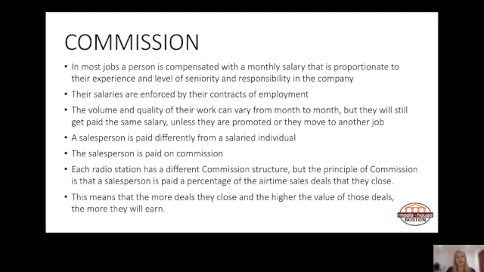A salesperson is paid differently from a salaried individual, however. A salesperson is paid on commission. Each radio station has a different commission structure, but the principle of commission is that a salesperson is paid a percentage of the airtime sales that they close. This means that the more deals they close and the higher the value of those deals, the more they will earn. This incentivizes the sales team to chase their targets because their income is dependent on what they'll sell, and what they sell is determined by what their targets are.